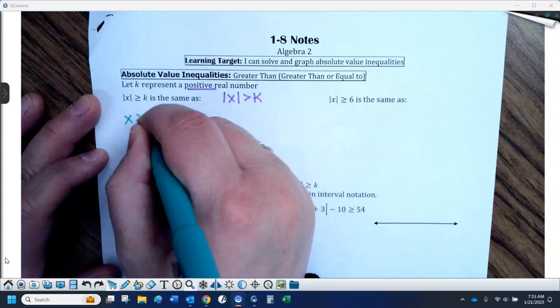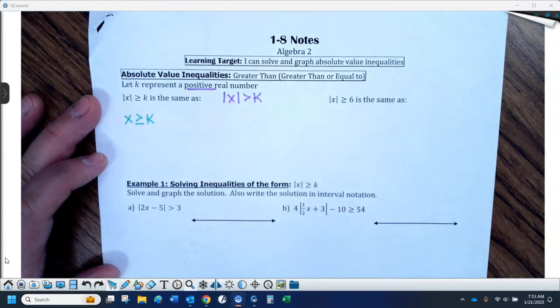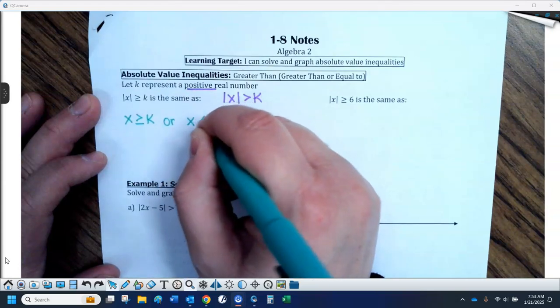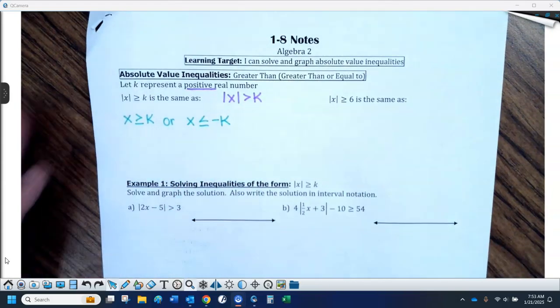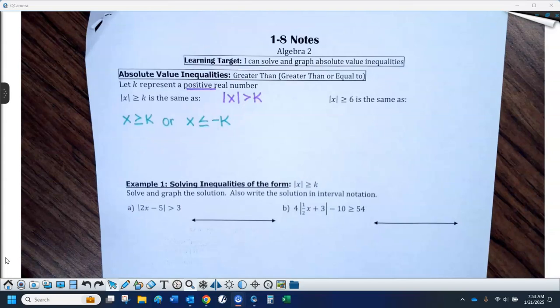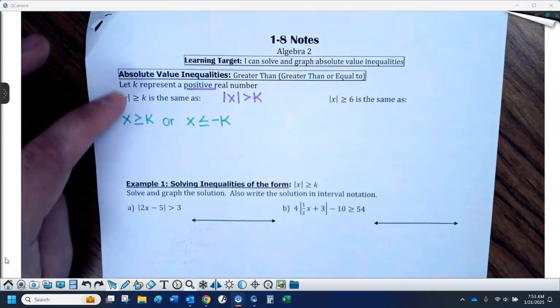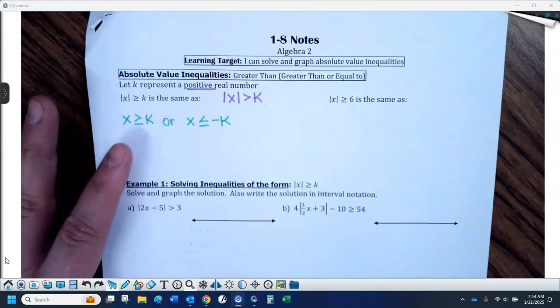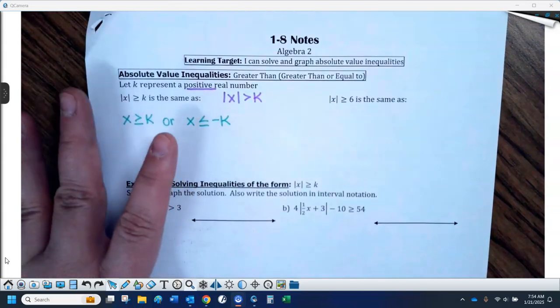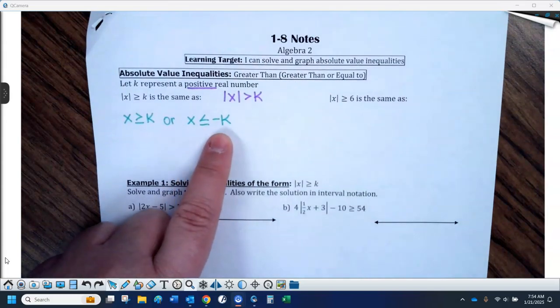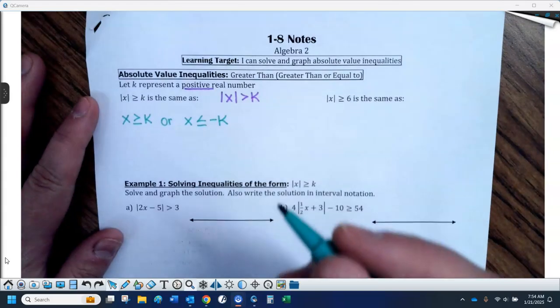X is greater than or equal to whatever that number is, or x is less than or equal to the opposite of that number. So basically what you do is you drop the absolute value, copy exactly what you have, and then it's an or statement. X is going to be, flip the sign and flip the number, kind of like we did with the equations.